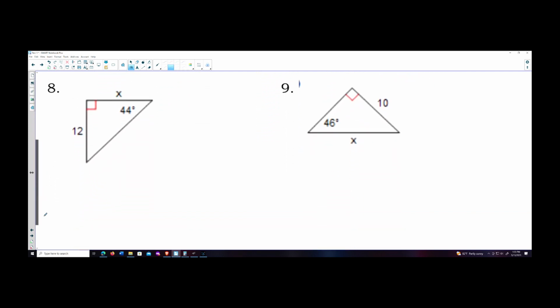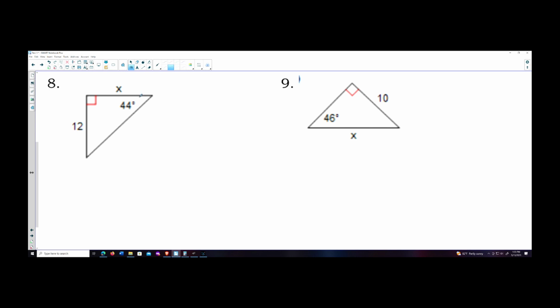Still the same thing. Still the trigonometric ratios. Identify my angle. Identify my sides. I have 12 as the opposite. X in this case is the adjacent, because there's my hypotenuse across from the 90-degree angle. So x is my adjacent. So opposite and adjacent would be the tangent ratio, right? So the tangent of 44 degrees is equal to the opposite, which is 12, over the adjacent, which in this case is x.